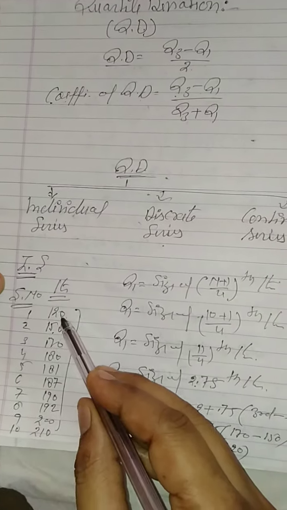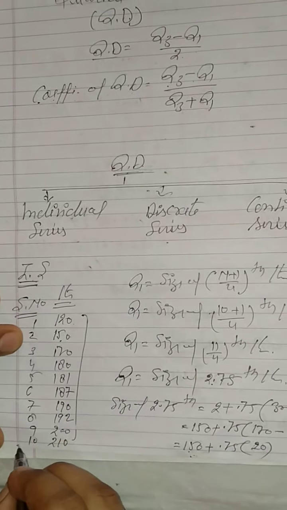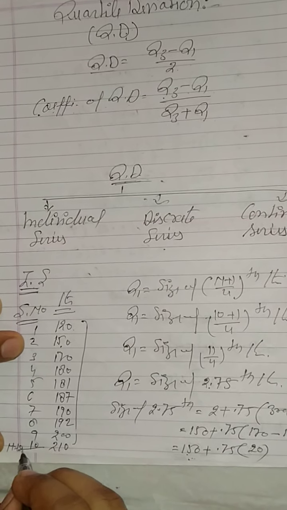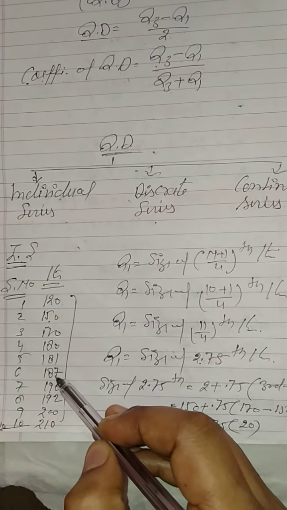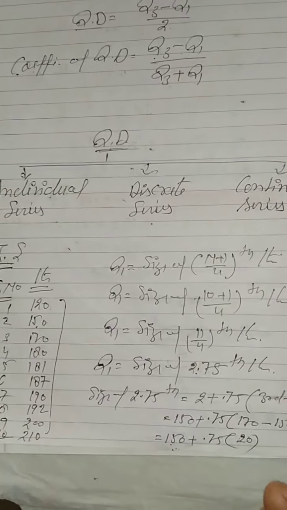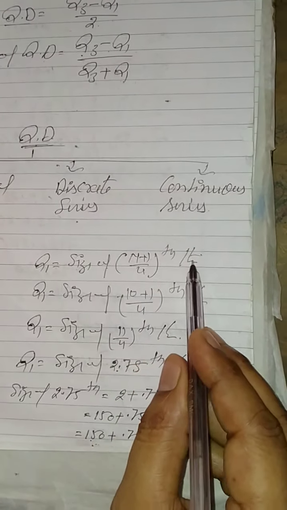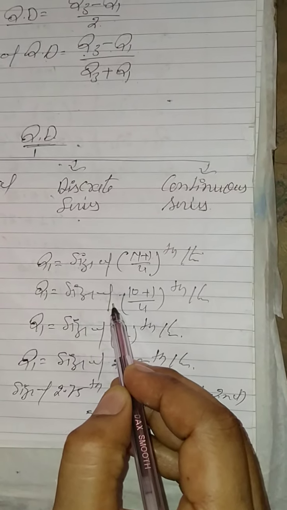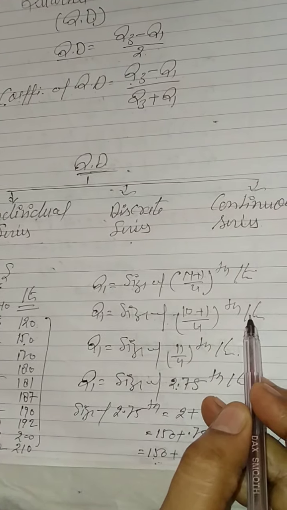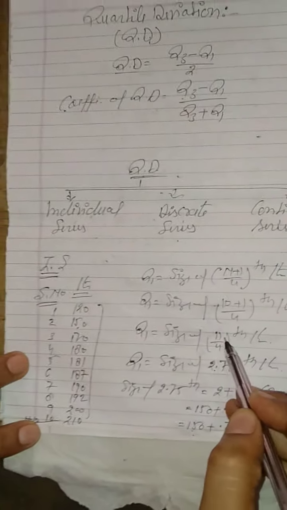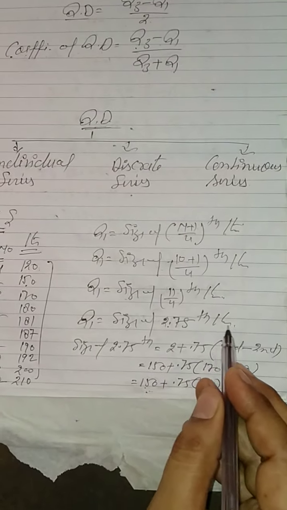Under individual series, only items are given. So first of all, we give the serial number, and n is equal to 10. Total number of items is 10. After that we will check whether all items are in ascending or descending order. After that we will apply the formula Q1 is equal to size of n plus 1 divided by 4th item. So Q1 is equal to size of n, the total number of items, 10 plus 1, divided by 4th item. So Q1 is equal to size of 11 divided by 4th item. So Q1 is equal to size of 2.75th item.